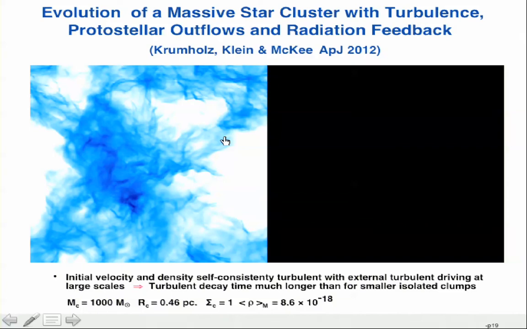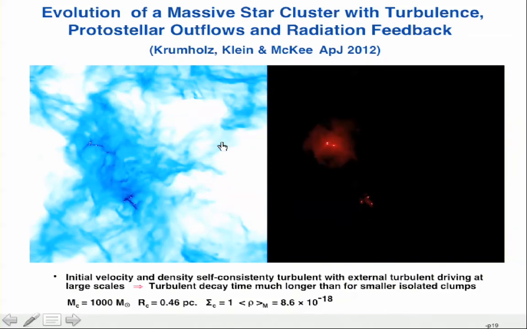You now need feedback due to protostellar outflows, okay? And you need a self-consistent turbulence in the initial velocity and the density, and you need to drive this at the larger scales. Driving it at the larger scales is crucial because that's where the turbulent cascade comes from. The turbulence now decays on a longer time scale for smaller isolated clouds, and so the turbulence can have more of an effect in upholding this too efficient formation of stars. So let's see how that works.